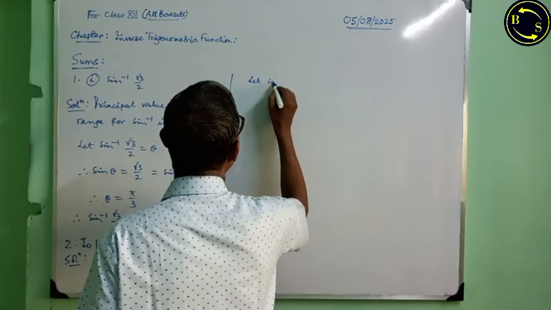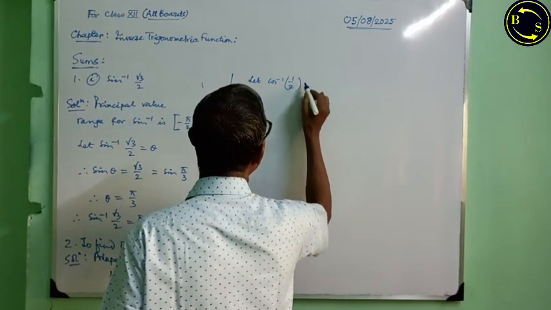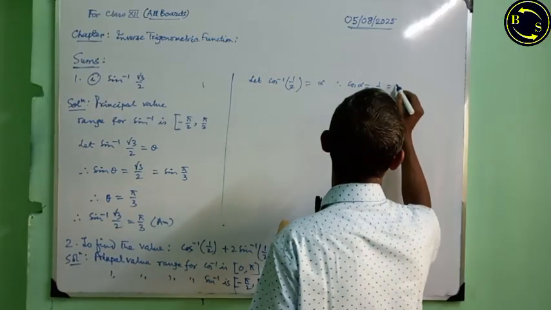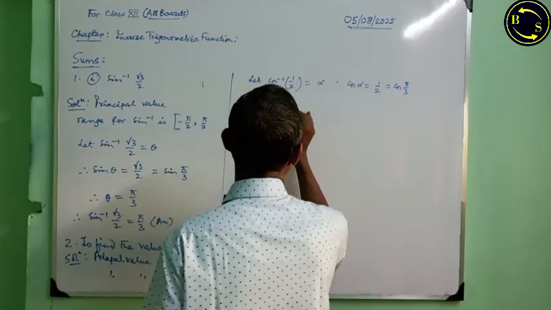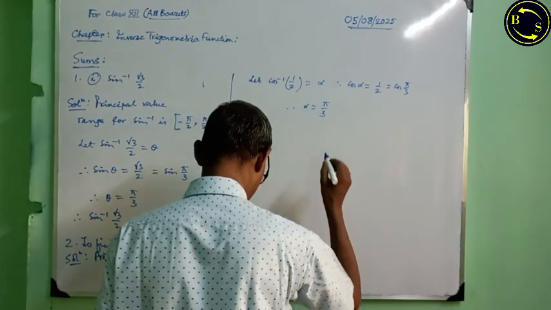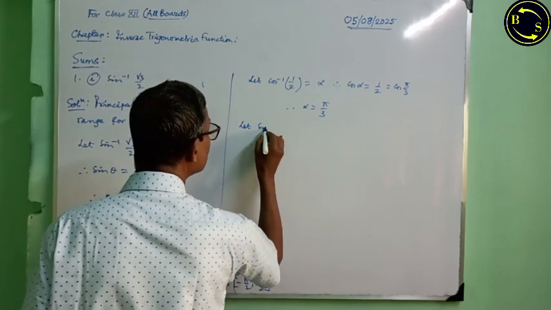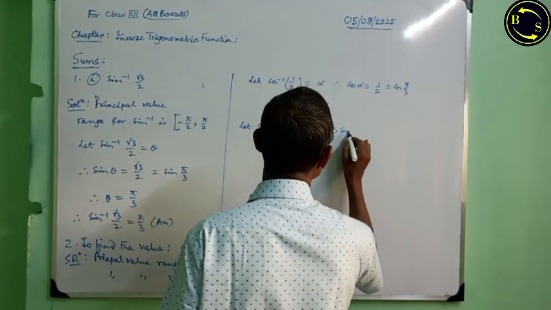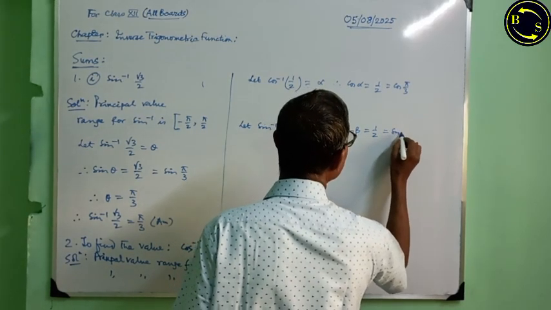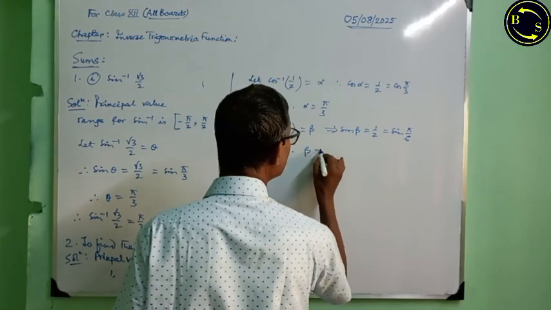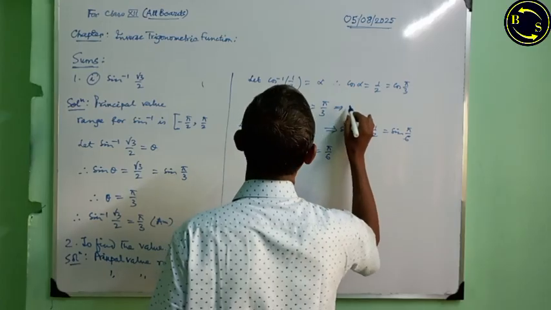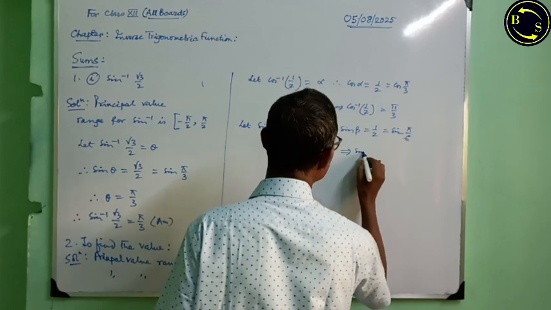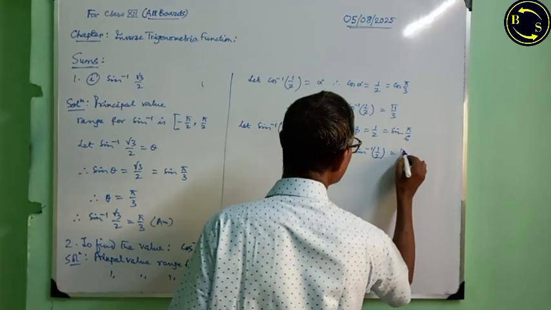Let cos inverse half is equal to alpha. Therefore, cos alpha equal to half, cos pi by 3. Therefore, alpha equal to pi by 3. Let sin inverse half equal to beta. Sin beta equal to half, sin pi by 6. Therefore, beta equal to pi by 6. Cos inverse half equal to pi by 3. Sin inverse half equal to pi by 6.